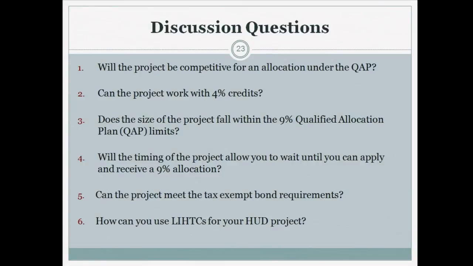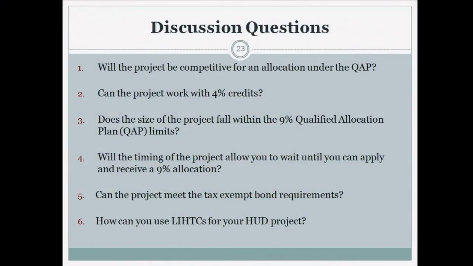And then assuming that wouldn't work, the next question to ask is, can the project work with the 4% credits? 4% credits will not net you as much equity, so the question is, can you live with a lesser amount of equity and support the debt that necessitates? The third question, does the size of the project fall within the 9% allocation plan limits? That's just asking you if there's a QAP limitation on the amount of credits per deal. Does your deal qualify under that cap, or do you need more credits than that program allows for?